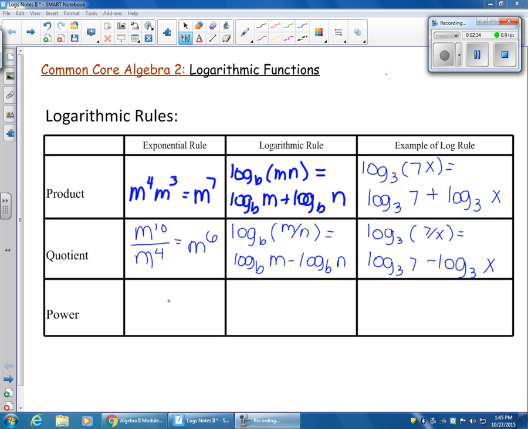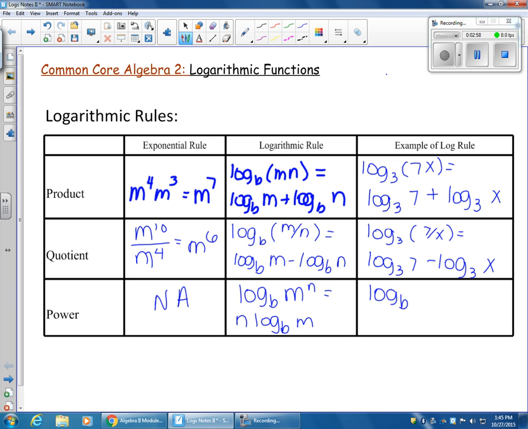Power rule. We don't have a power rule for an exponential, so you can put an x through it, not applicable, whatever you want there. For logarithmic, if we have m to the n power, then the rule is that the exponent comes out in front. Okay? So for an example, if we have log base b of x to the 5th power, we can take that exponent of 5, move it out in front, and we can go vice versa. Let's say I gave you this, and I wanted you to go back to that. Then you would take the 5, move it to the exponent, and go backwards.